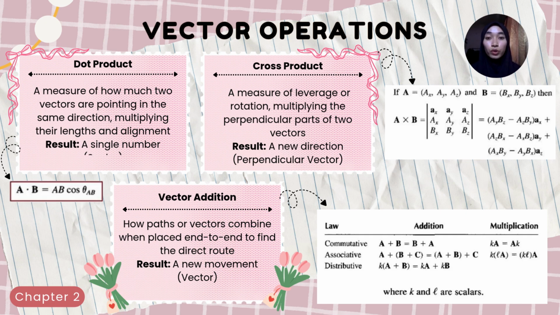Now, let's review basic vector operations. First, the dot product measures how much two vectors line up, giving us a single scalar value. Next, the cross product multiplies the perpendicular parts of two vectors, giving us a brand new vector pointing in a completely perpendicular direction. We also use vector addition, aligning path end to end to find a direct route, which follows regular algebraic rules like the commutative and distributive laws.